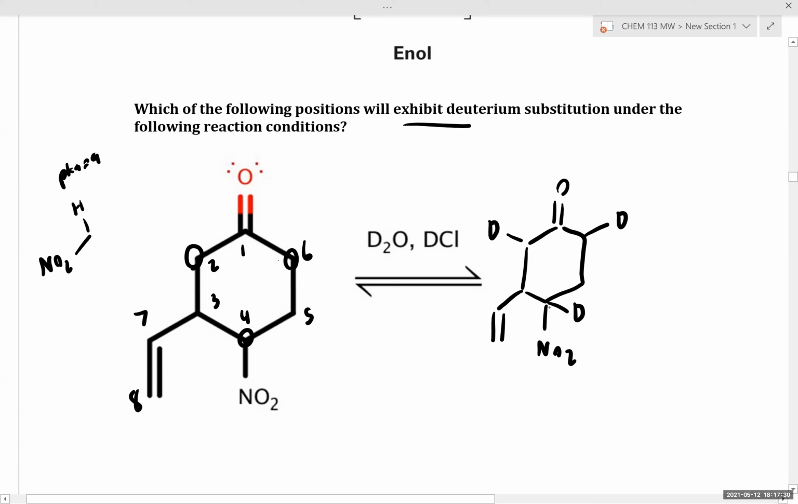Does this example make sense to everyone? The alpha position to carbonyl equivalents are labile and can be labeled with deuterium under both acidic or basic conditions. Does this example make sense? Are there any questions I can address on this example?